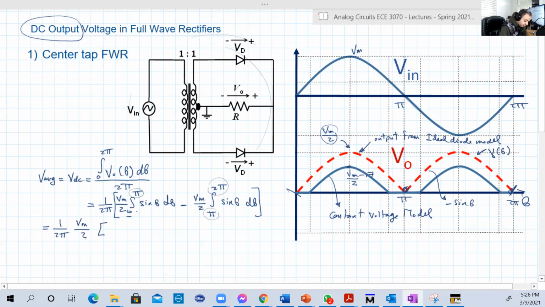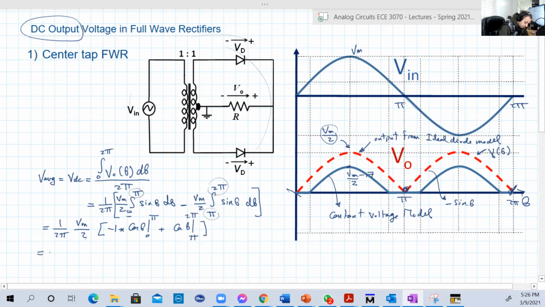Sine theta d theta. The integration of sine theta is minus cosine. So minus cosine here, or minus 1 multiplied by cosine theta. And remember, from 0 to pi, we're gonna make the substitution for the integration limits afterwards. Minus. Again, sine theta integration is minus cosine, and there is a minus, so this will be plus cosine theta, and now the limit is from pi to 2 pi.